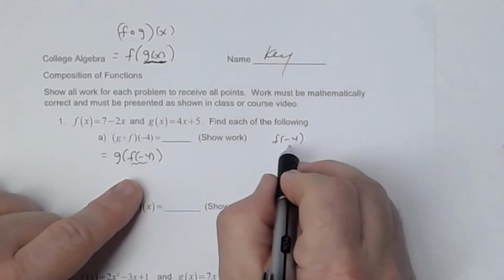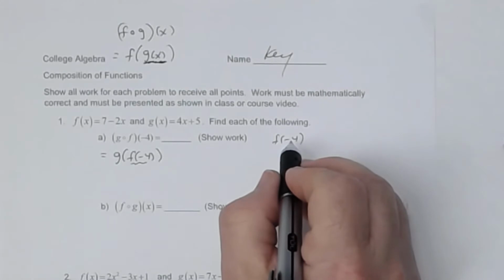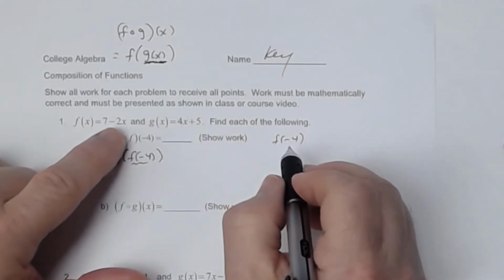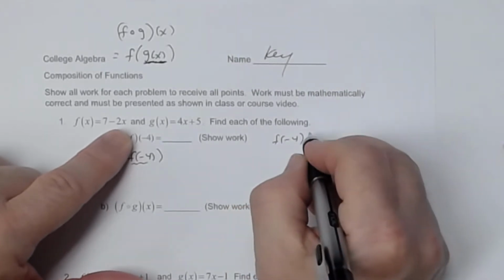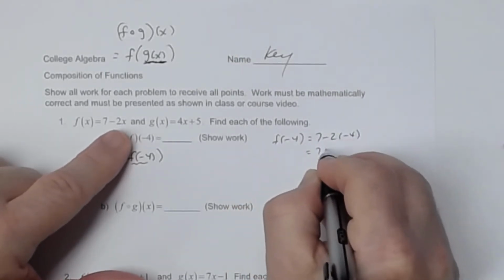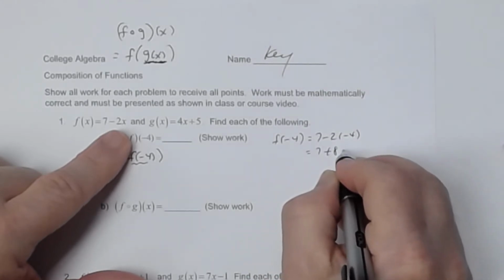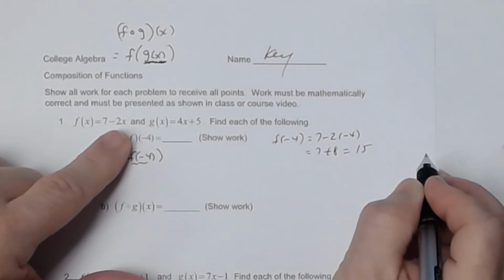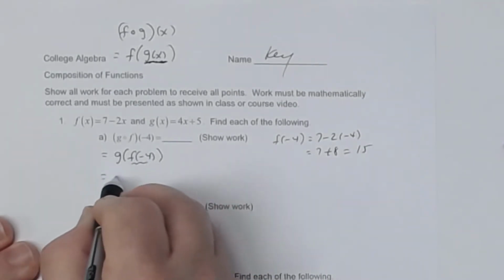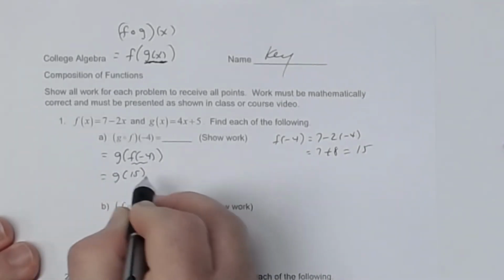Okay, so f of negative 4, we all know how to do that now. F of negative 4 means you go to your function f, which is this one, and where we see the variable x, substitute negative 4. So that becomes 7 minus 2 times negative 4. So that's 7 plus 8, which is 15. So now this is 15 right here, and that becomes g of 15.